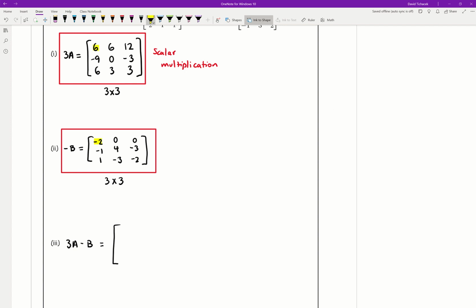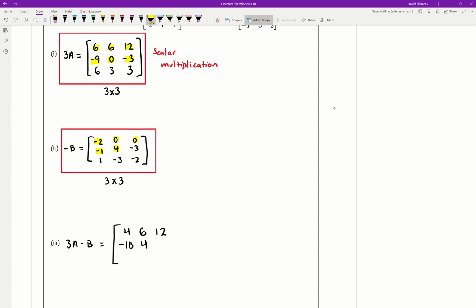That's going to be 6 plus negative 2, which gives you positive 4. 6 plus 0 gives you 6. We have 12 plus 0, which gives you 12. We have negative 9 plus negative 1, which gives you negative 10. We have 0 plus 4, which gives you 4.